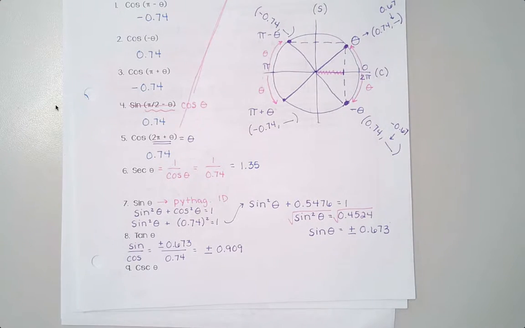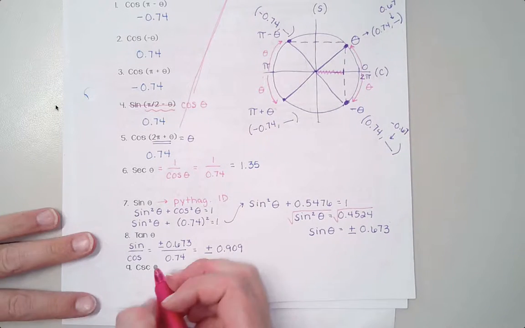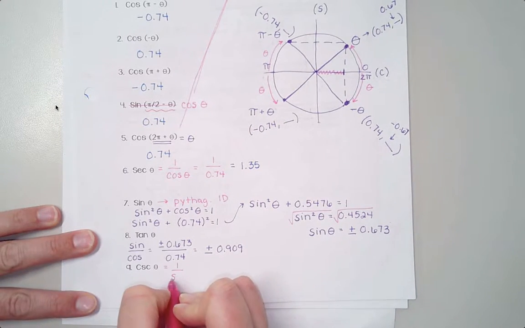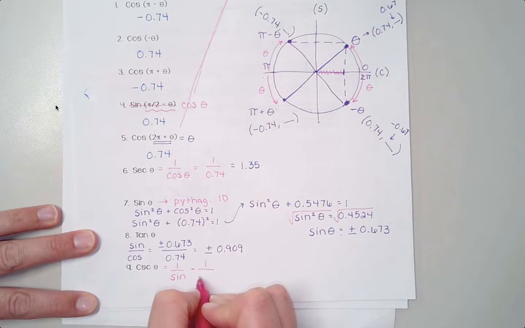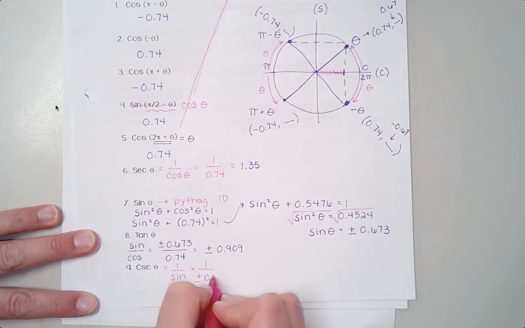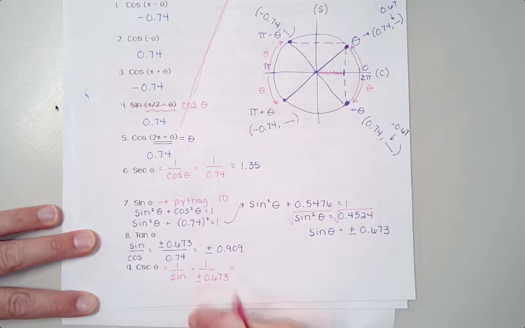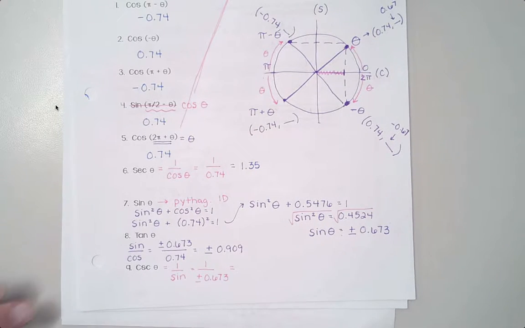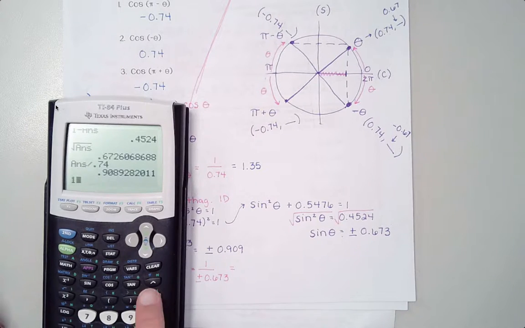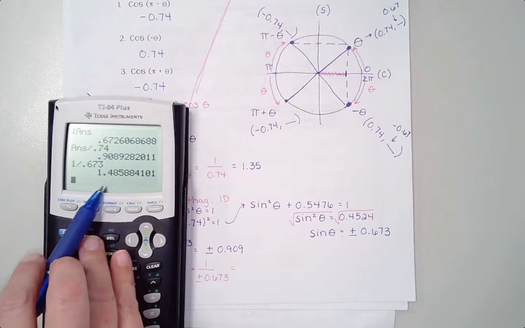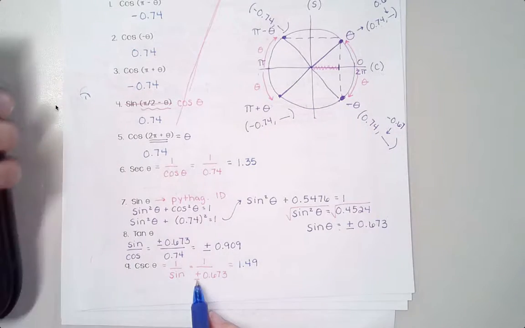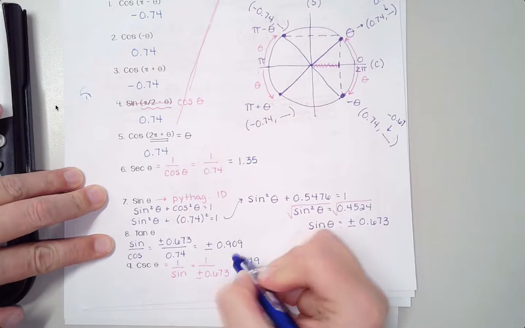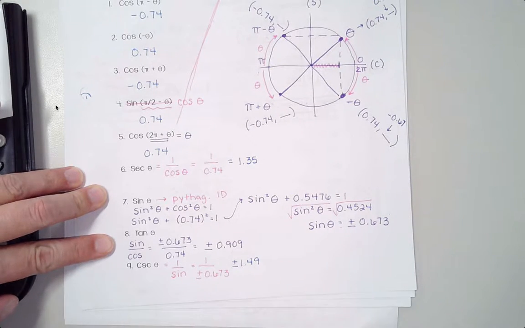And last one, cosecant. Well, cosecant is really 1 over sine. And we have the sine up here. So I'm going to go 1 over plus or minus 0.673. Once again, I don't want to leave it like that because I'm a good mathematician. So I'm going to do 1 divided by 0.673. I get this 1.49-ish number. Oh, and then I forgot that because this was a plus or minus, really I should have a plus or minus in my answer. Okay.